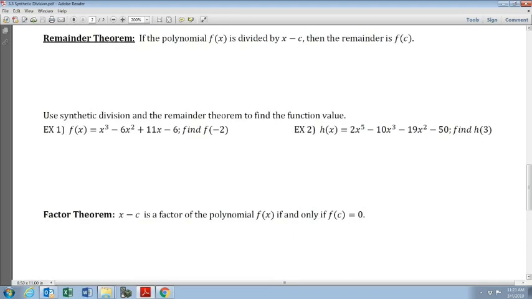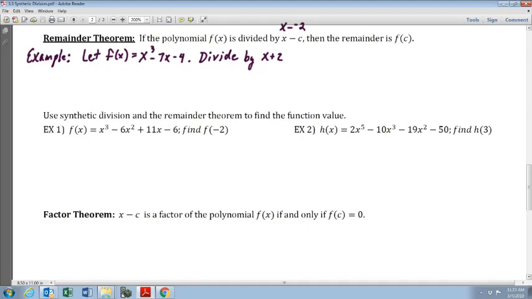So I'm going to refer you back to example 4, where the function was x cubed minus 7x minus 4, and we divided by x plus 2. So this is exactly what we have. The polynomial f of x is divided by x minus c. In this case, this is of the form x minus negative 2, and so our c value is negative 2. So it says now that the remainder would be equal to f of c. So in this case, f of negative 2 would equal the remainder. So that's what the remainder theorem is saying here.